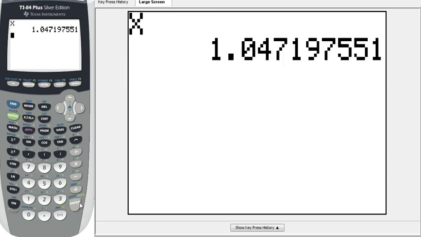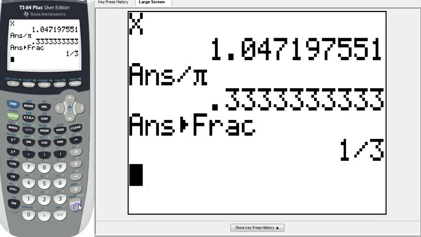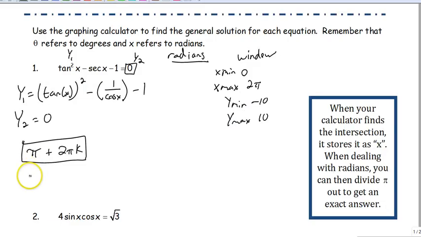Well, if you want to know what the radian is of that, just divide that answer by pi. Because remember, that's pi something. Sure enough, there's our fraction, math fraction. Hopefully you guys recognize that as 1/3, which means that that intersection point is at pi over 3. So I'm going to write pi over 3 plus 2 pi k.